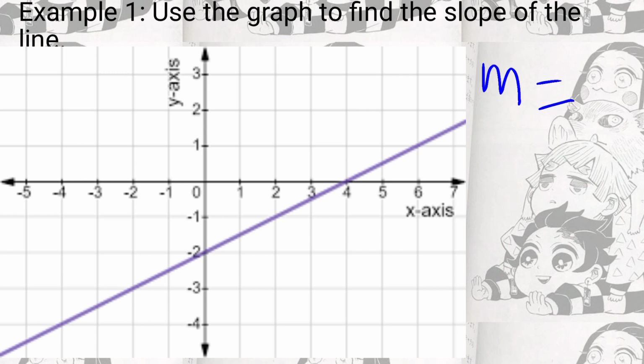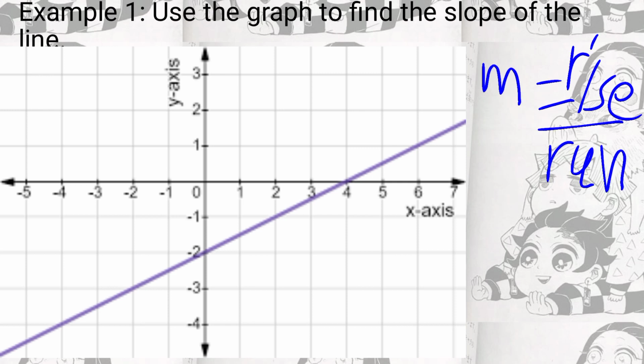Now, using the ratio of rise and run, we can count the number of units. So let's try a point where the line meets. Let's say this y-intercept, -2. From this point, we have another point. Let's say this point, +4 on the x-axis. Since these 2 points are met by the line, we can count the rise.